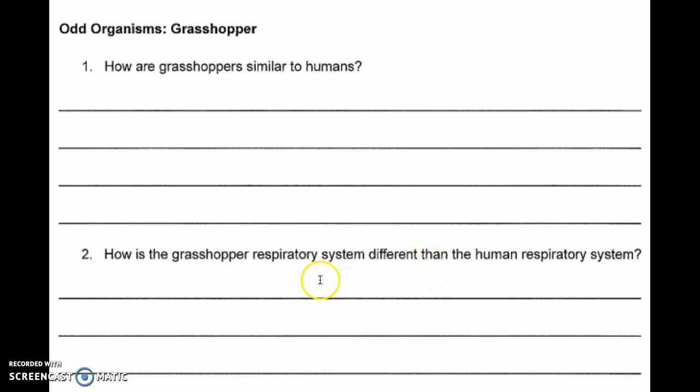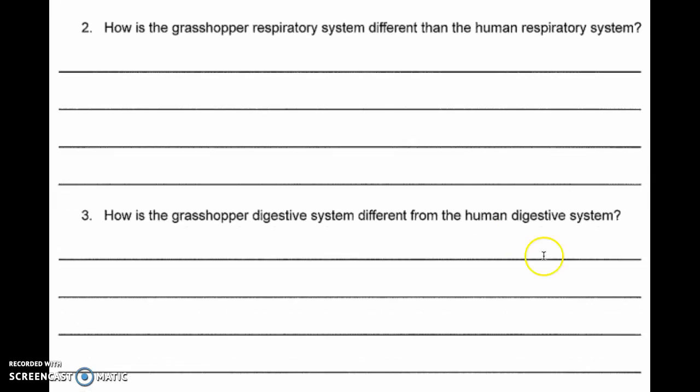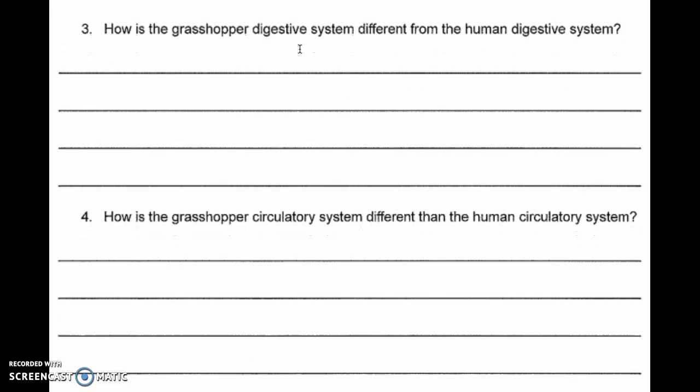Well, I know that the respiratory system for humans is how we breathe. I know that air comes in through my mouth and nose, and it goes through my throat, and then it goes into my lungs. Then it goes back out the way that it came in. Okay. I wonder how the grasshopper's respiratory system could be different. Number 3, how is the grasshopper digestive system different than the human digestive system?